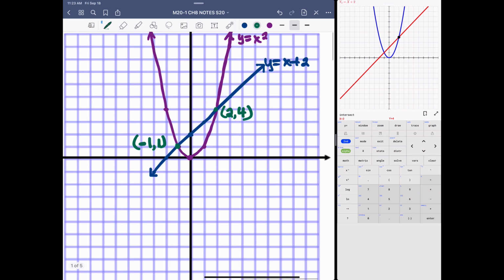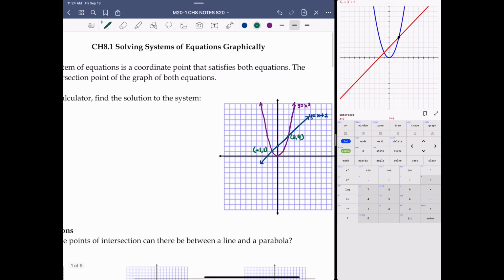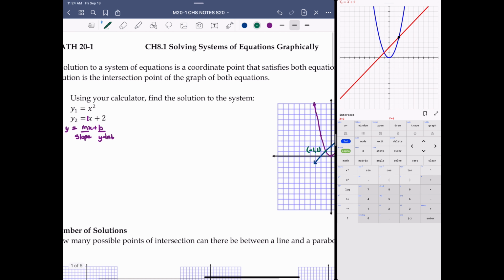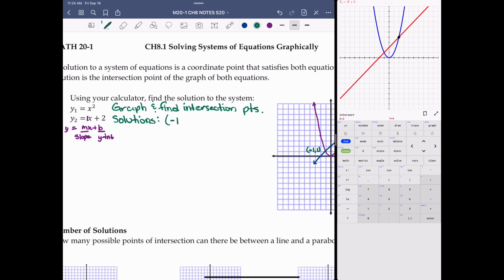There's our graph. We've got our little sketch. So what did we do? Let's write down a little note here. We graphed and found intersection points. That's what we do on our calculator to solve the system. Our solutions that we got were -1, 1 and 2, 4.